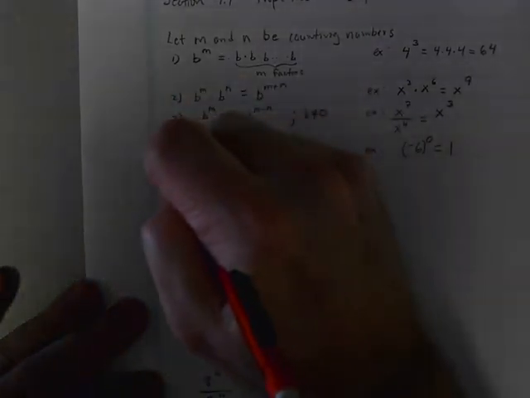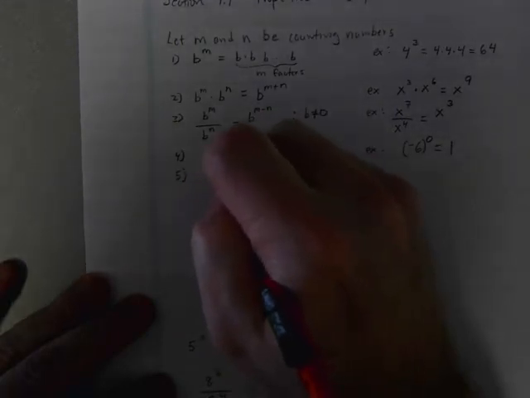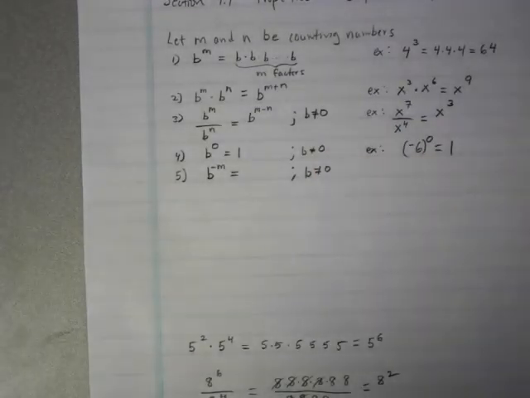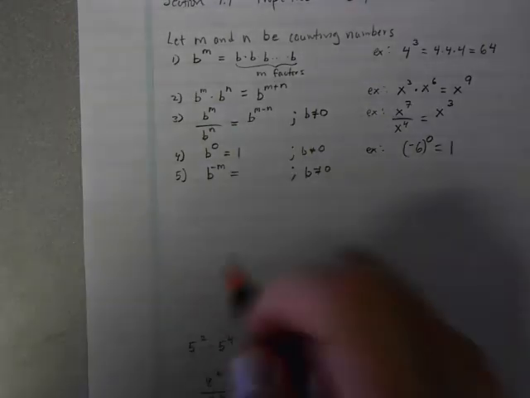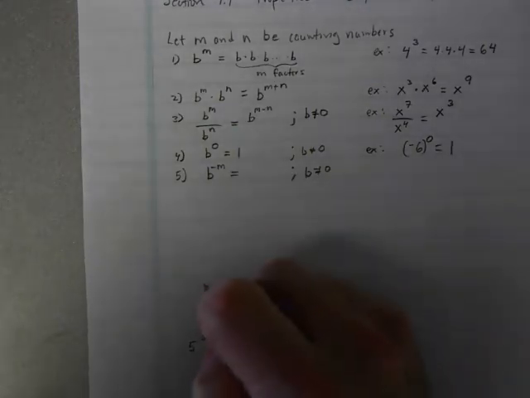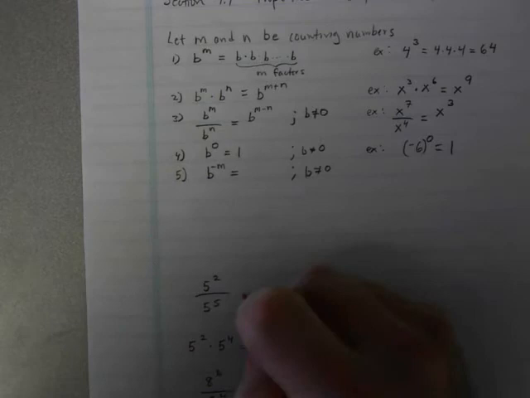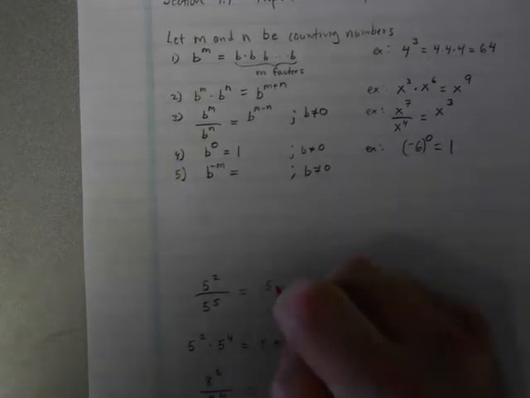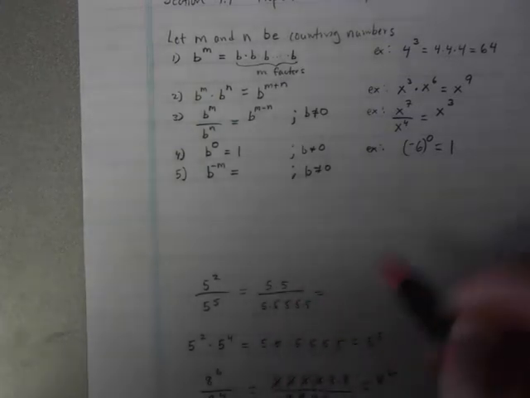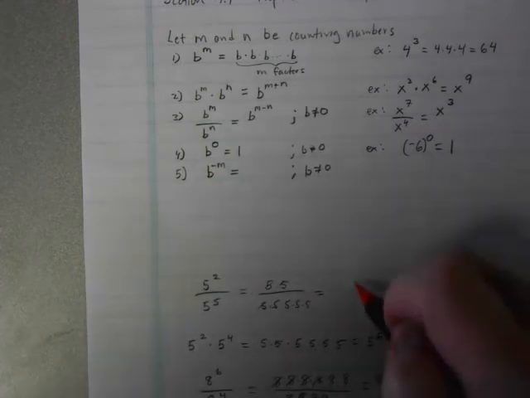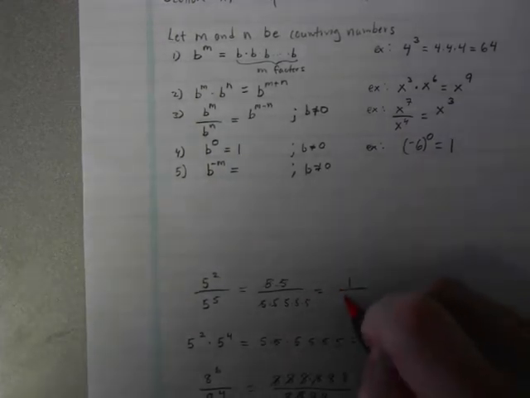All right, rule number 5. And again, this one comes from the division rule. If I have a negative power, I'm going to get something interesting. And again, b can't be 0. Okay, so let's look at this one. What if I gave you 5 squared divided by 5 to the 5th? Well, that would be 2 5s on top, 5 5s on bottom. We can reduce. That leaves us with a 1 on top and a 5 cubed on bottom.